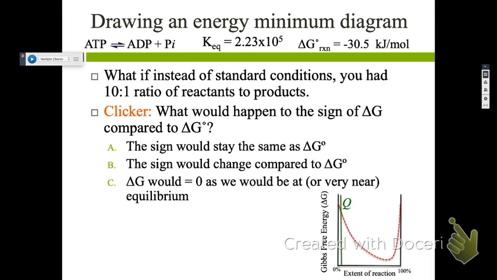Okay, Tripty, can you describe? At first, I thought that since Q is more further to the left, the number would change, but the sign won't change. What do you guys think about that?